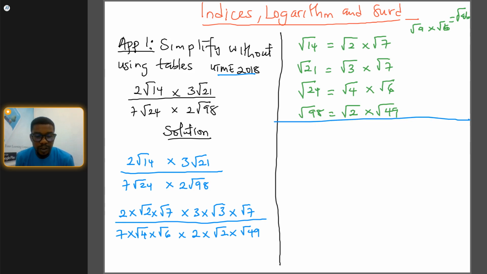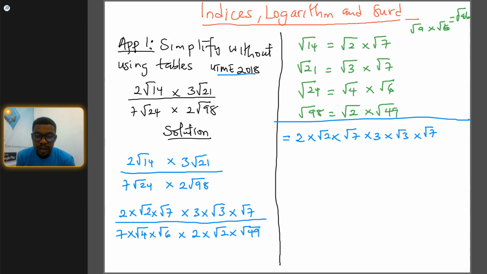So with this expression we go ahead to simplify the more. 2 multiplied by root 2. Of course, root 2 does not have a perfect root. Times root 7 also. Times 3 times root 3 times root 7.